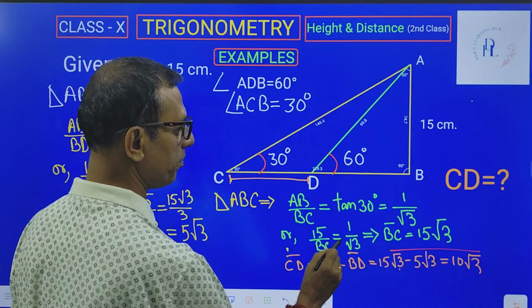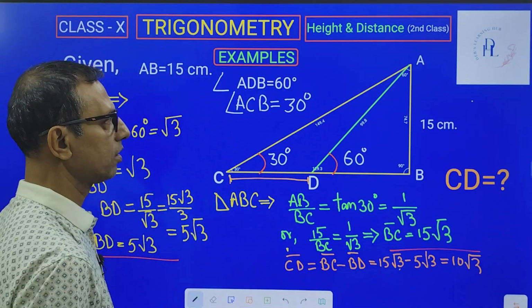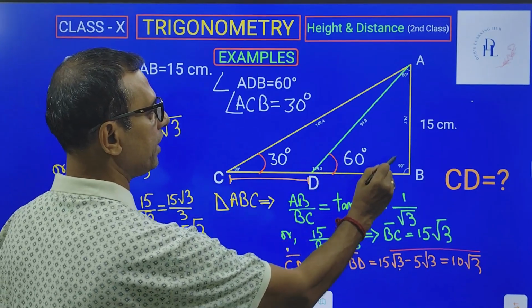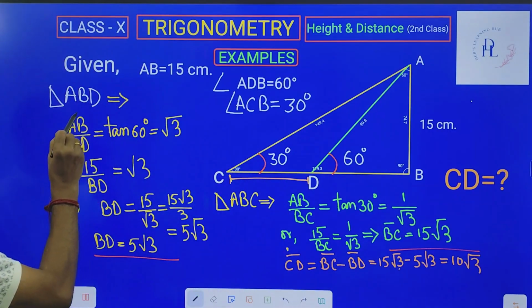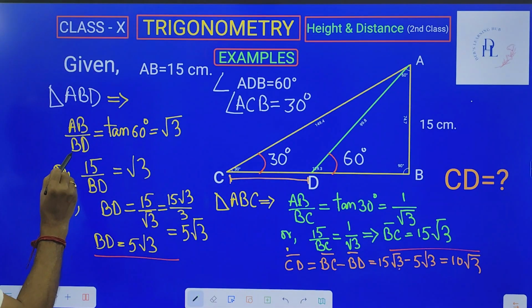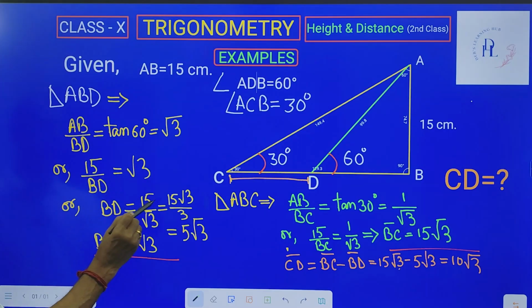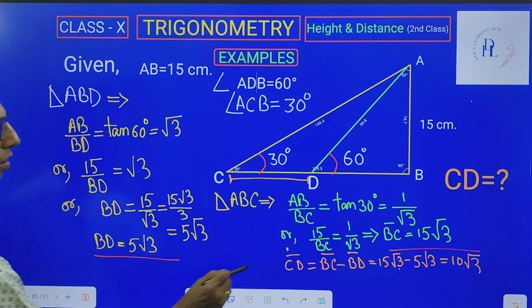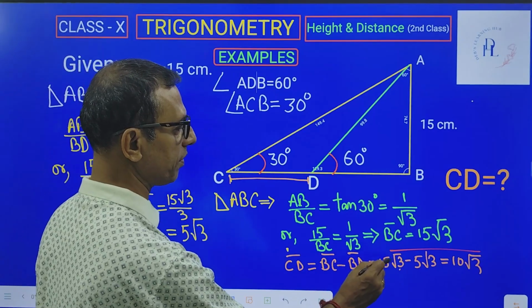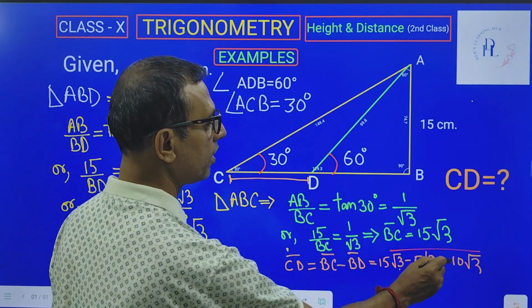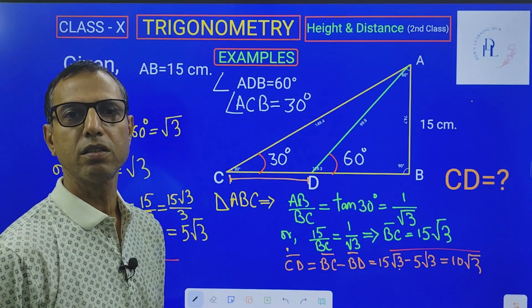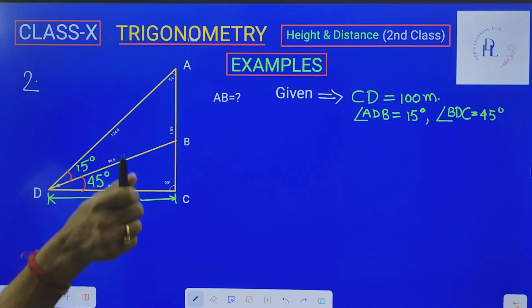So your length of BC is 15 root 3. Now you will find out BD from triangle ABD. From triangle ABD, AB by BD equals tan 60 degree. Replace the value of AB with 15. So 15 by BD equals root 3. So BD equals 5 root 3. Now CD equals BC minus BD, that is 15 root 3 minus 5 root 3, that equals 10 root 3. Now this is the second problem, second example.